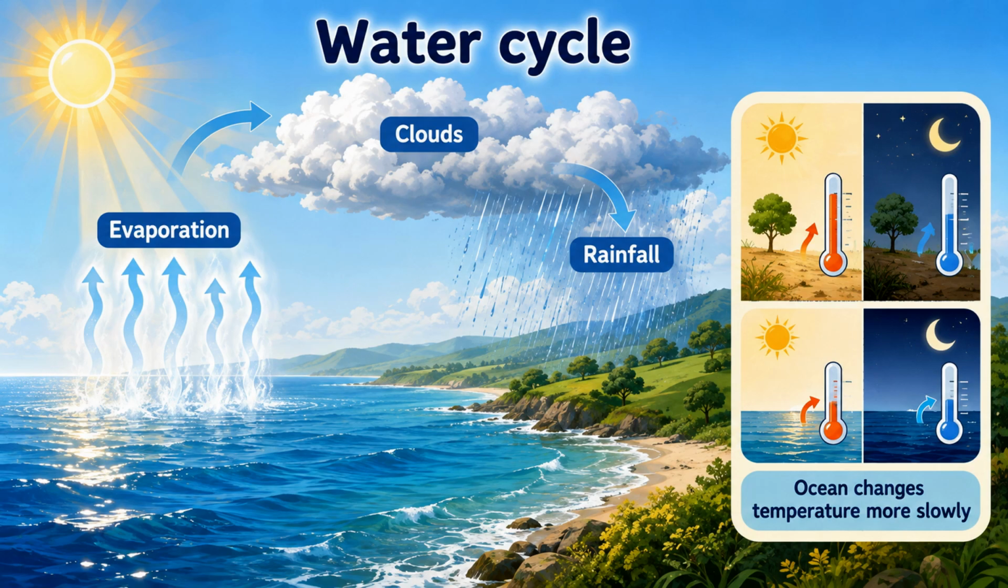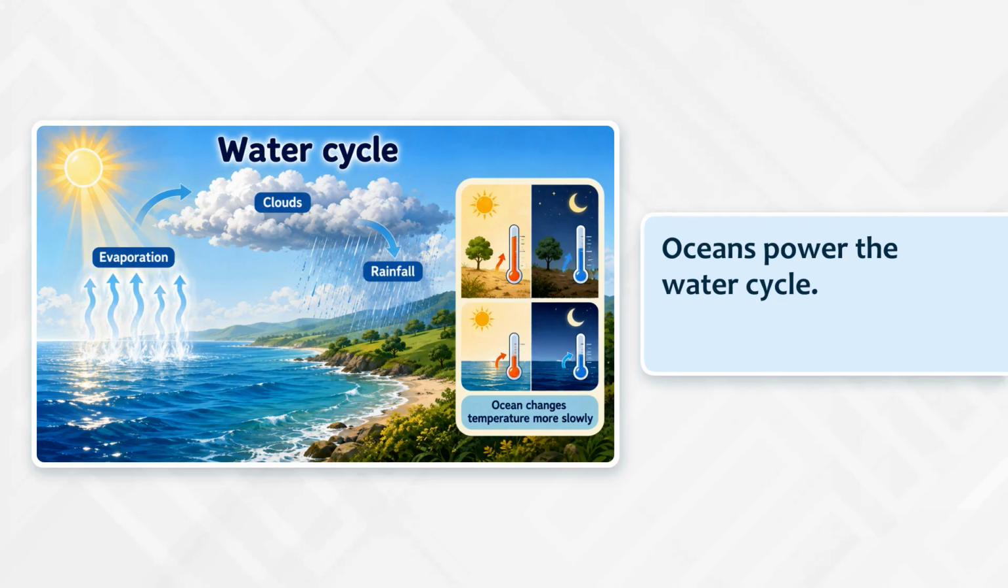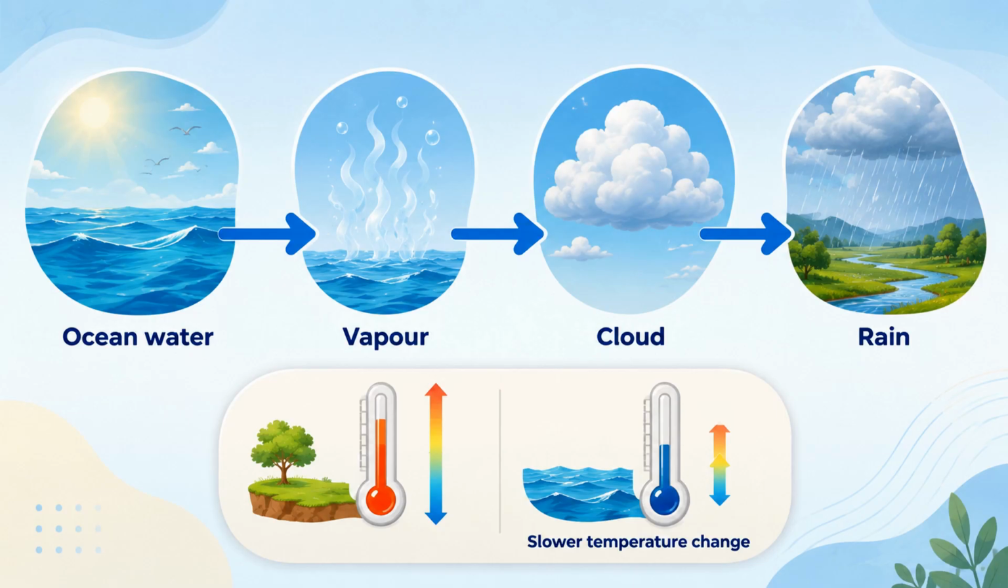Ocean water rises as vapor, forms clouds, and returns as rainfall in the water cycle. Because ocean water changes temperature more slowly than land, it can moderate nearby climate. Follow the arrows from water to sky. Oceans power the water cycle. Ocean water supplies moisture that can form clouds and rainfall. The ocean supplies water vapor that later returns as rain.